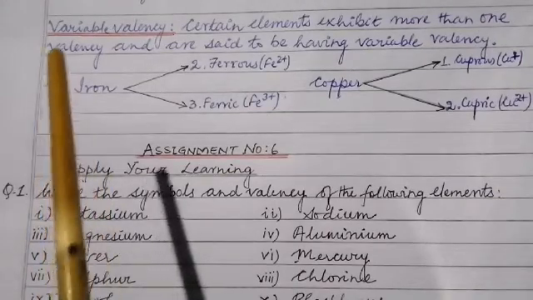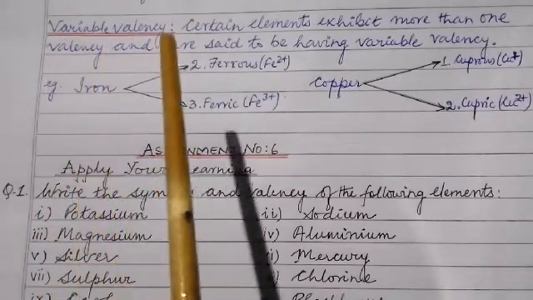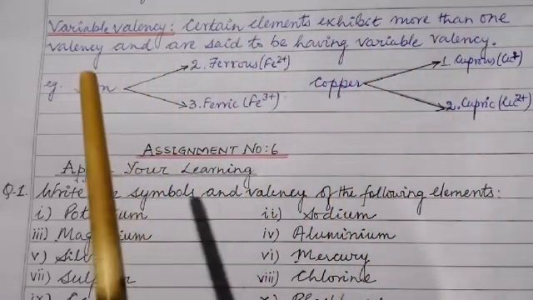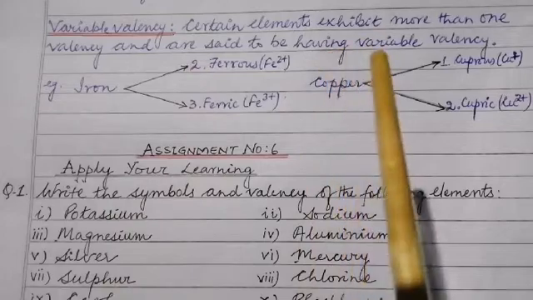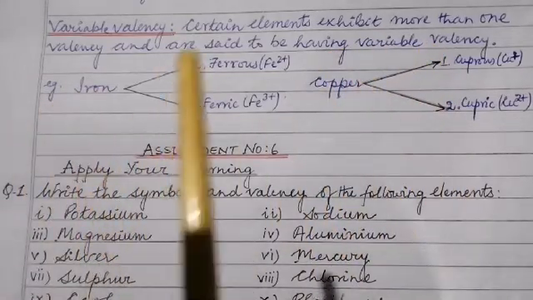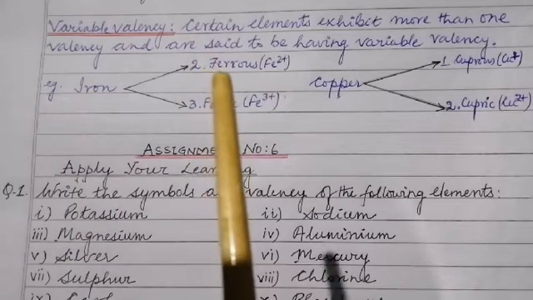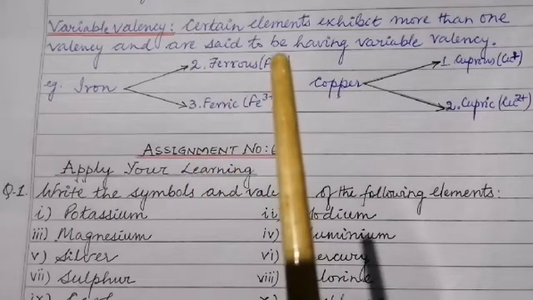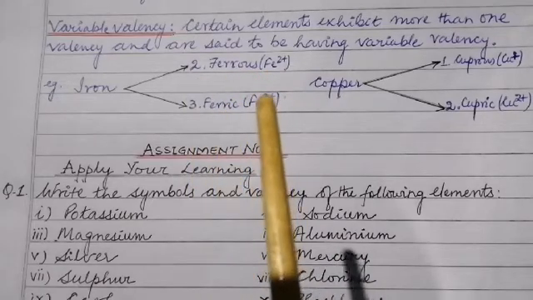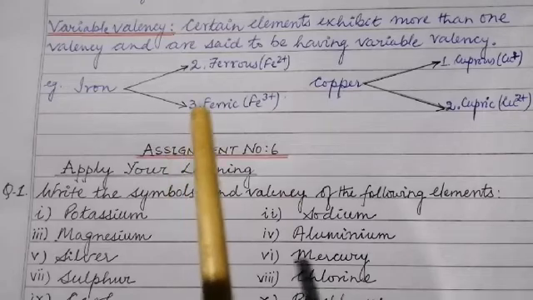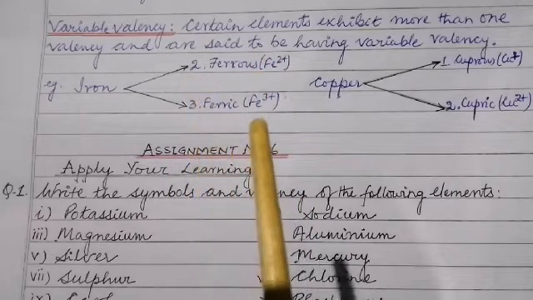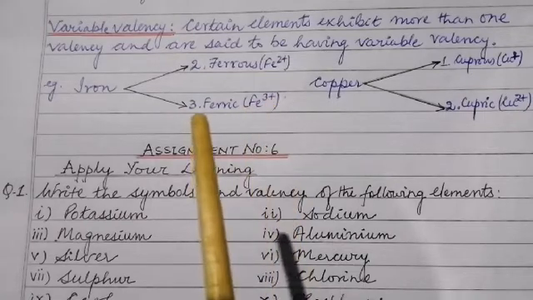Now, there are certain elements that show variable valency. Certain elements exhibit more than one valency and are said to be having a variable valency. For example, iron, it has two different valencies. One, ferrous, Fe2 positive, the valency is 2. Ferric ions, Fe3 positive, the valency is 3. So, number of positive charges is equal to the valency. Here 3 positive charges, so valency is 3.